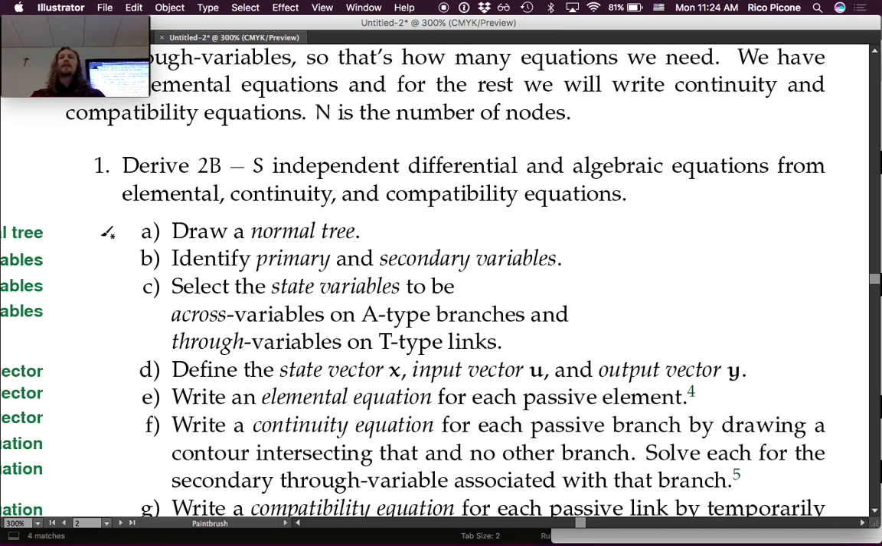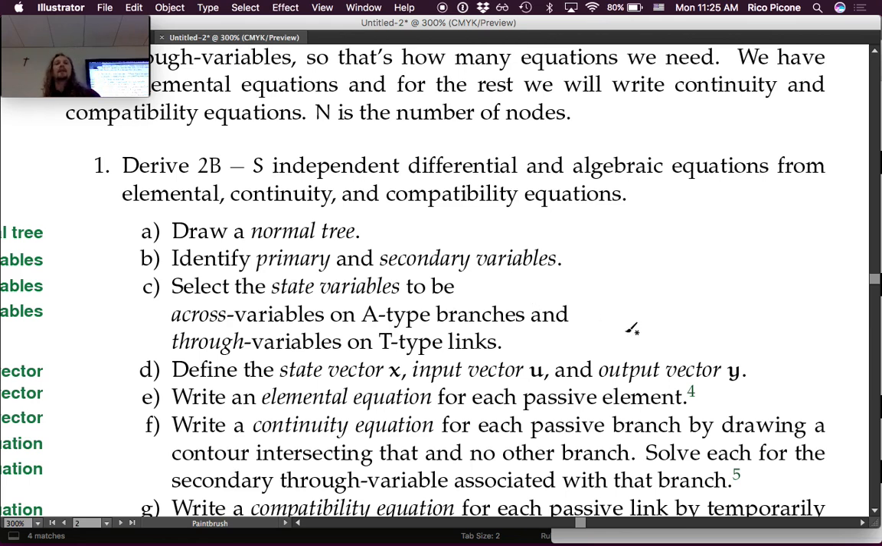B, identify primary and secondary variables. Just like we did, primary are across on branches and through on links. Secondary are through on branches, across on links. Done. So we just write a list of them. C, select the state variables to be across variables on A-type branches and through variables on T-type links. Okay? So that's the selection of state variables, which is nice. Actually, it helps us to find our state variables very quickly.